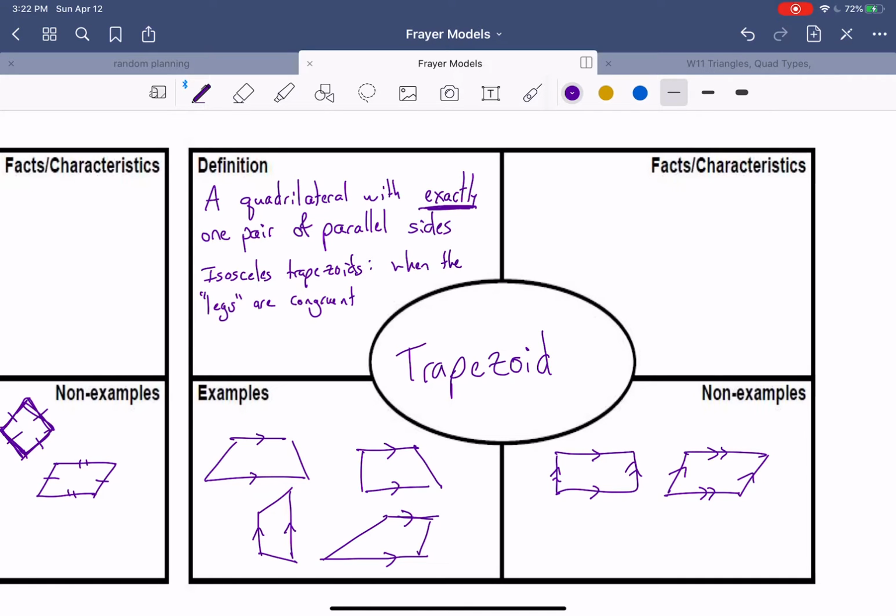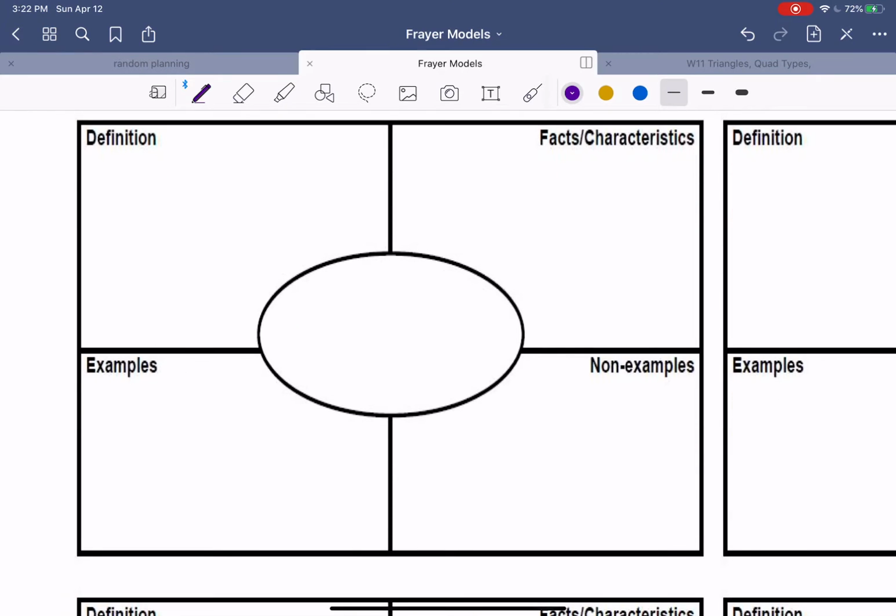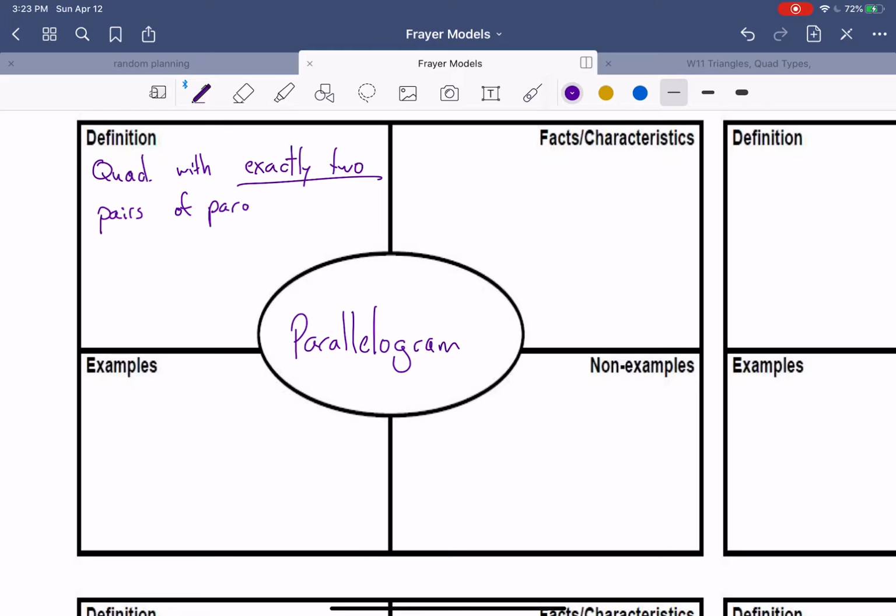We have four more that we're going to talk about real briefly. The next one is parallelogram. All right, definition, and I kind of alluded to it. It is a quadrilateral, I'm just going to shorthand it as quad, with exactly two pairs of parallel sides.